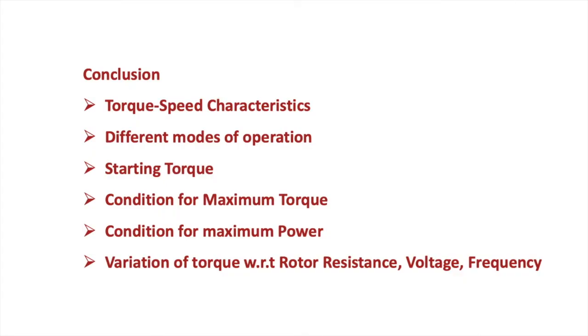So today we have studied the torque speed characteristics, different modes of operation, that is generating mode, motoring mode and plugging mode, starting torque, the condition for maximum torque, the condition for maximum power, and the variation of the torque with respect to rotor resistance, applied voltage and frequency. Thank you.